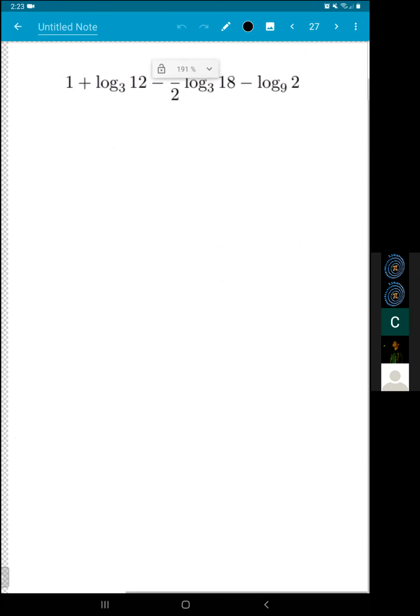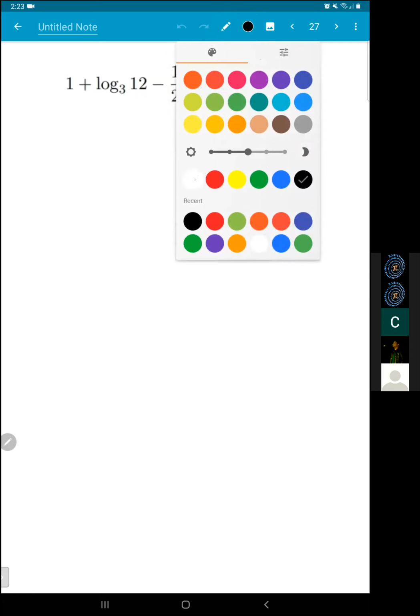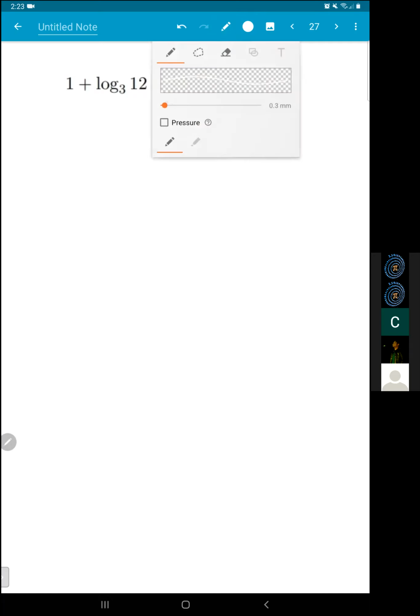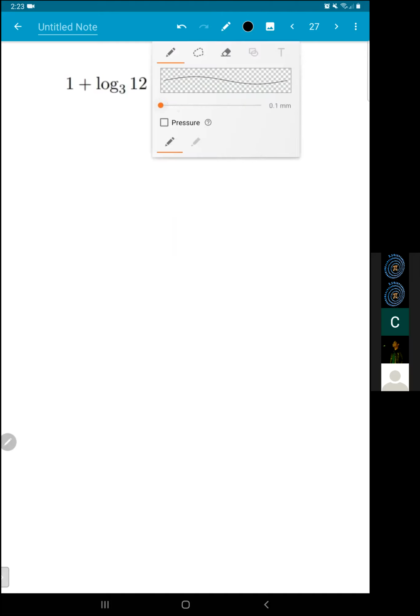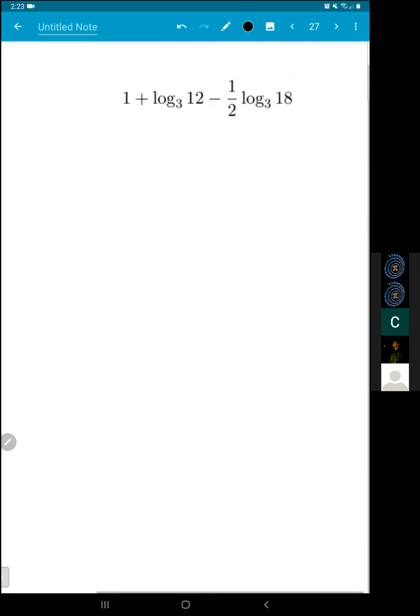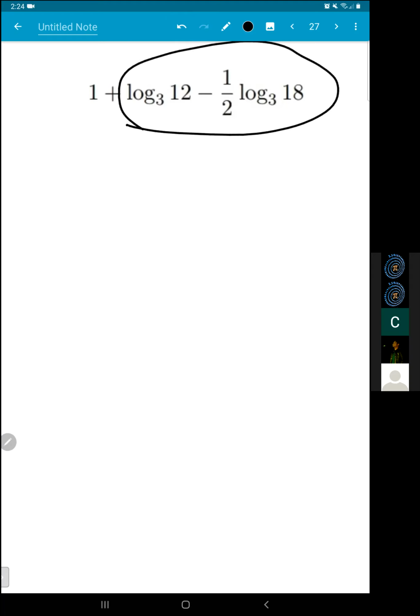How about this one? Write that as a single logarithm. Let me just get rid of, I won't be teaching conversion of base. We won't be including that. So let me just remove that one. Now, no problem with the last two terms here since they have logarithms. But the first one, notice, has no logarithm. We would be able to combine the last two, but how do we combine this one here with the rest? Any ideas?